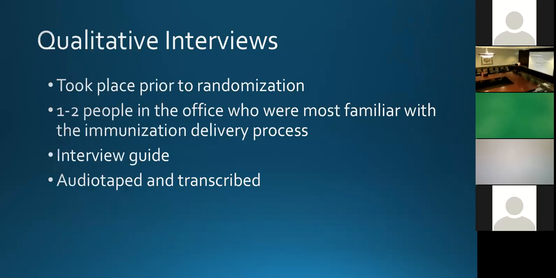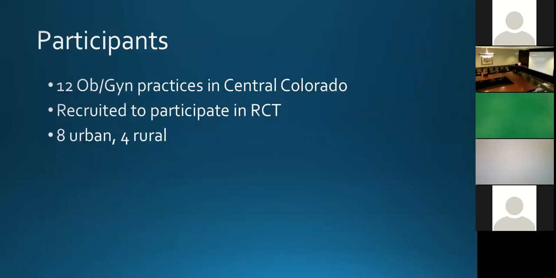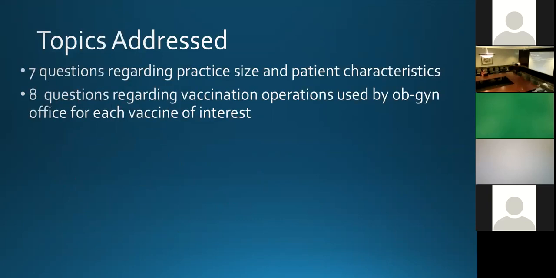And we didn't really do a full-on formal qualitative analysis of our results because our goal was really just to try to describe current processes and activities that were going on in the clinics, not to do a full-on kind of standardized qualitative assessment. So we had 12 OBGYN practices, and they had been recruited to participate in this trial either as control or intervention, and 8 of them were in urban settings and 4 were in rural settings. And the interview guide addressed 7 questions that were sort of like practographics, so things about practice size and patient characteristics. And then 8 questions about vaccination operations that were currently being used.